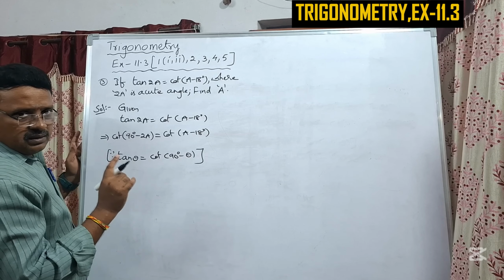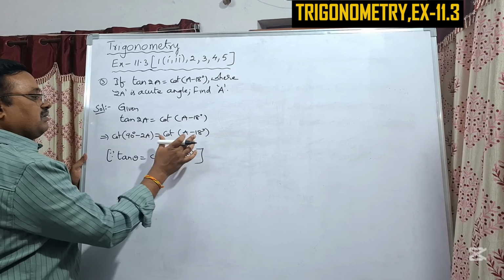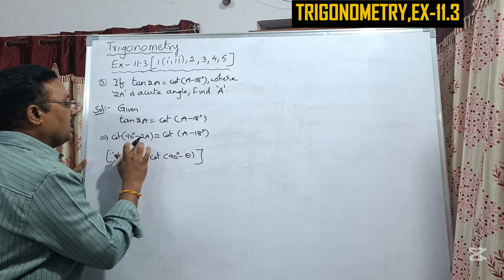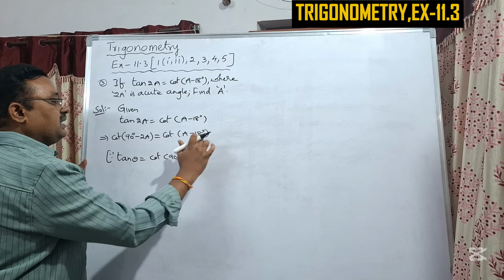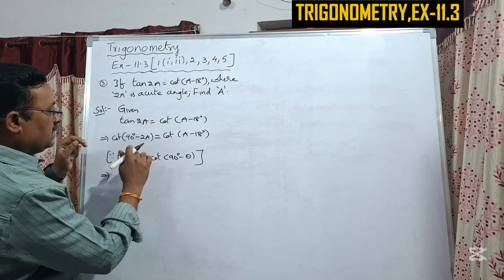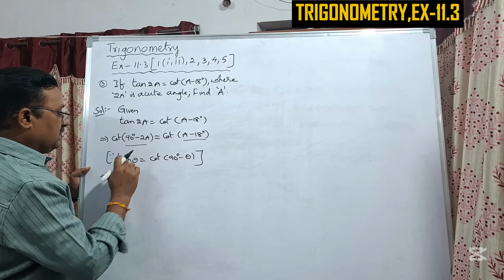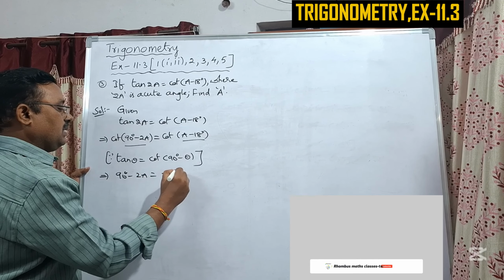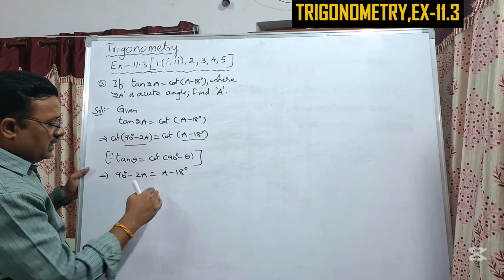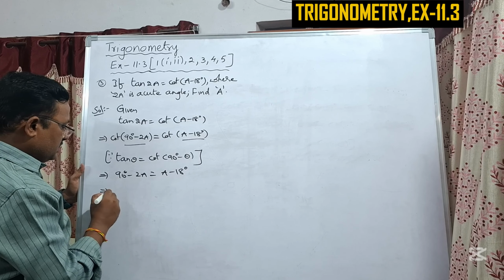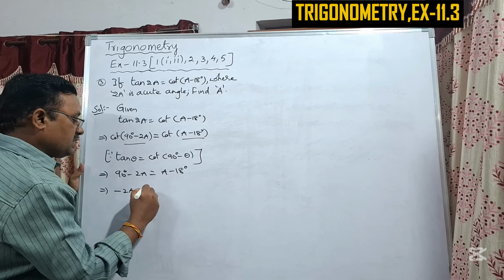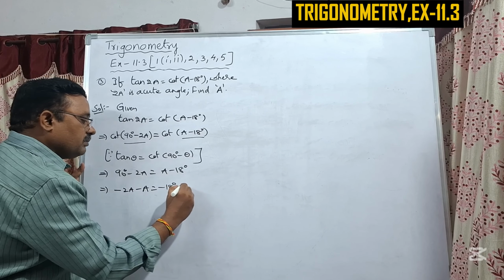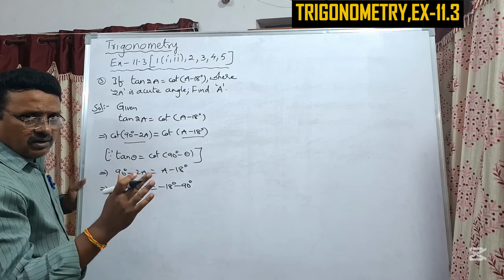Got it? Now, LHS equal to RHS, both are cot ratios, cot trigonometric functions, and becoming equal means their respective angles are equal. Understood? Their respective angles are equal. That's why it implies 90 degrees minus 2A is equal to A minus 18 degrees. Get the A values on one side. This implies minus 2A minus A is equal to minus 18 degrees, and this will become on the other side minus 90 degrees. Got it?